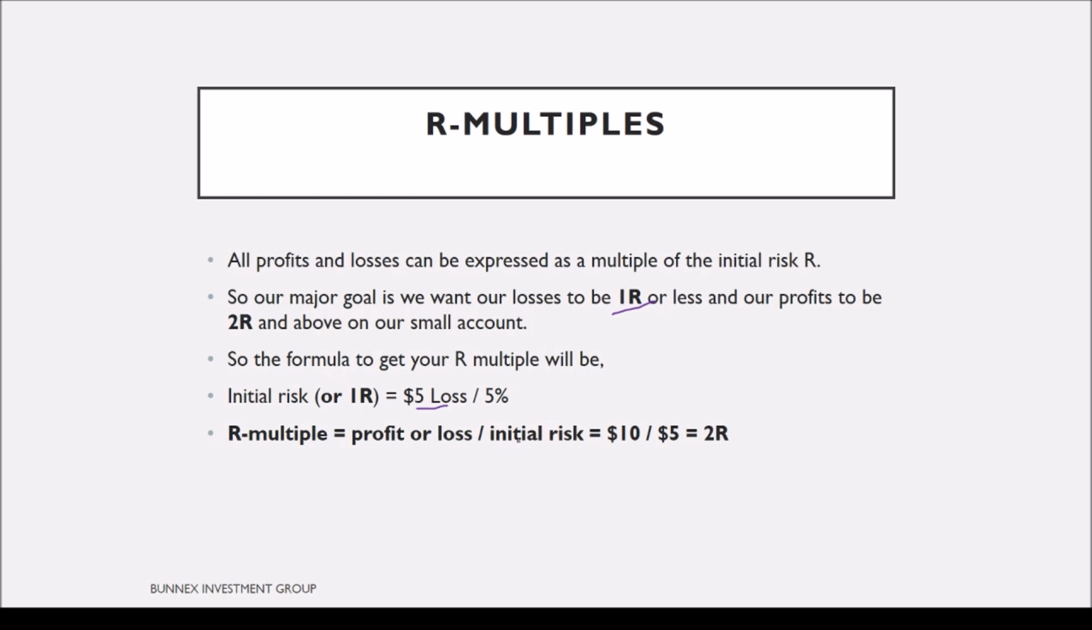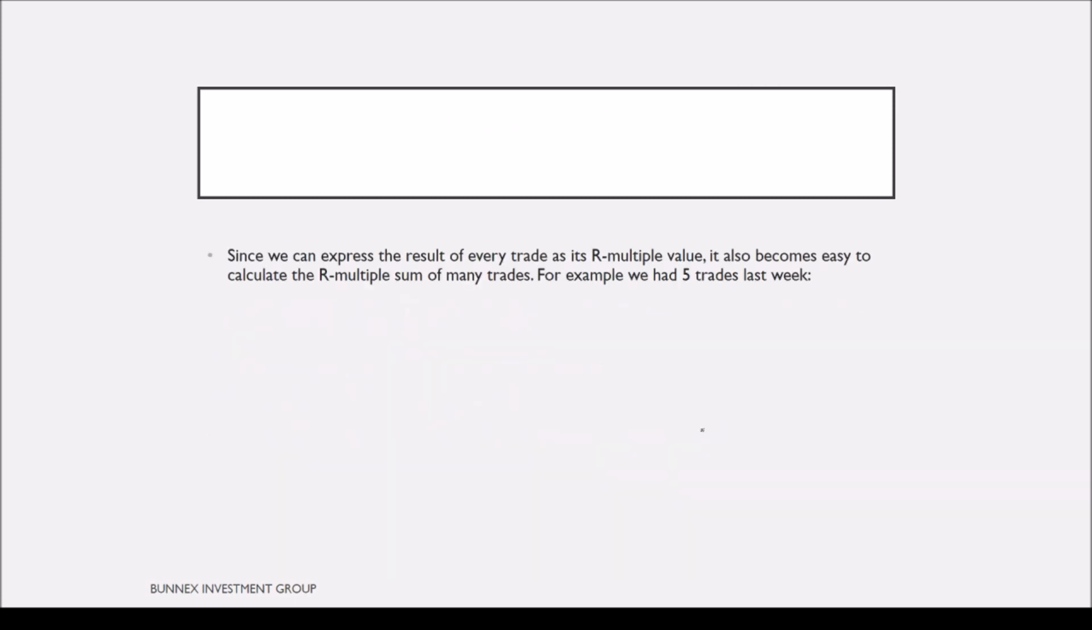Let's take for instance, on our $100 account, we have entered a trade. The trade has hit our take profit, which is $10, and our initial risk was $5. So our R multiple can be obtained by dividing 10 by 5, which is 2R. We would say we have won 2R. Since we can express the result of every trade as its R multiple value, it also becomes easy to calculate the R multiple sum of many trades.